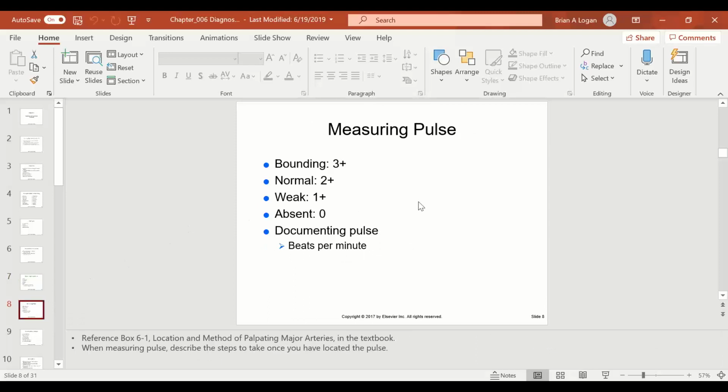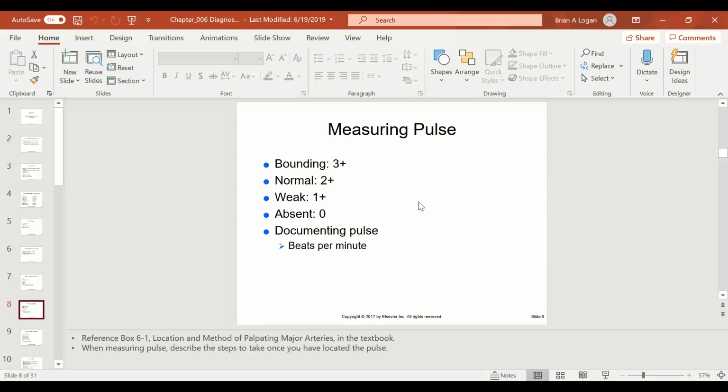Pulse, when measuring pulses, sometimes they have to be documented. And this is how they document these number systems. So if you have a 2+, that's normal, right? You can feel a good pulse. You can feel it going through. If it's weak and you're feeling it come through, but it's real light, you're not feeling that boom, boom, boom, right? That's a weak pulse. If you can't feel it at all, then it's absent.